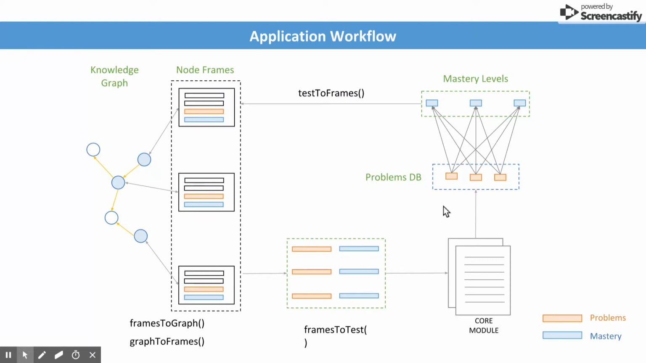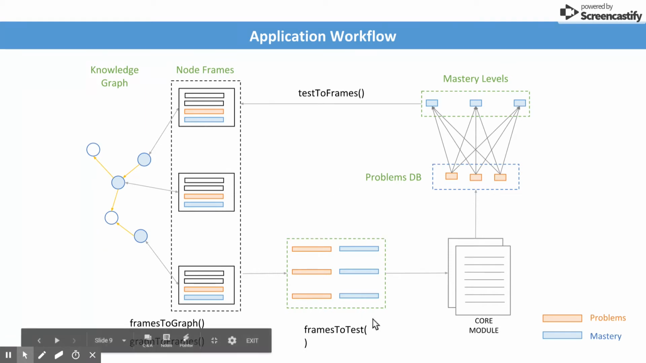So finally, this is a high-level application workflow. We've already seen a knowledge graph that you get generated from when you take a test, and we've already talked about how each node maps to a frame. Now, when you want to test your understanding, you don't want to retake the entire test every time. You want a test that's custom built for you based on the current state of your knowledge. So that's what this represents over here.